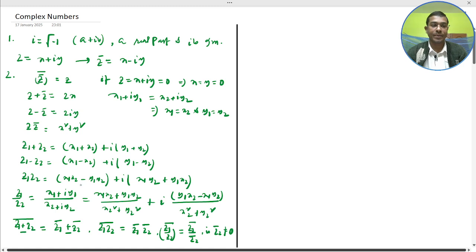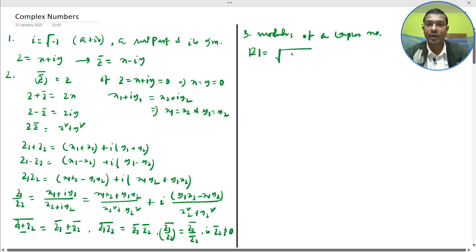Next, modulus of a complex number. The modulus, or absolute value, is defined as mod z = root over a square + b square. And the properties of the modulus are very important. The properties are: mod z is equal to mod z bar, is equal to mod of minus z, is equal to mod of minus z bar.